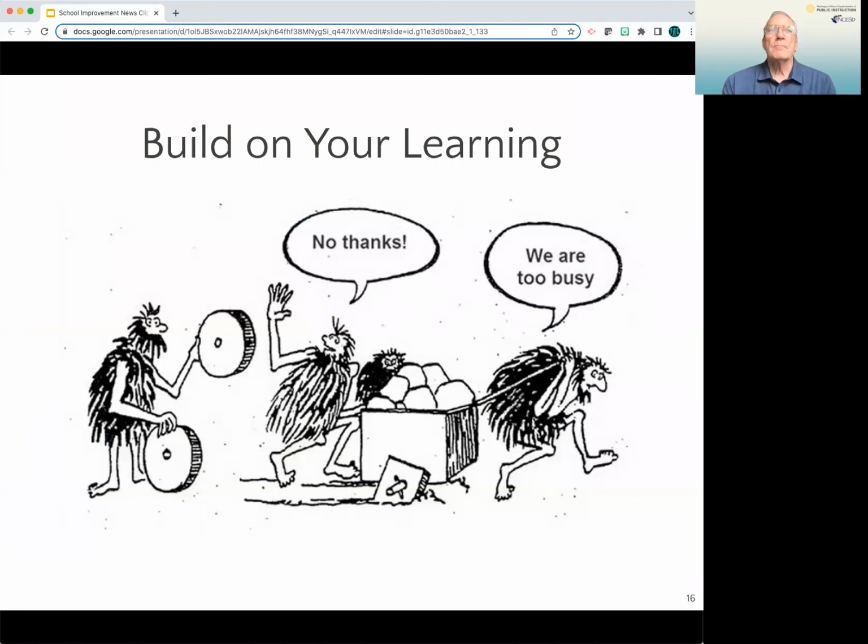So please make time, get together and discuss what you're learning from the research, what you're learning from other districts, from your brainstorming, from your discussion on the barriers. The team approach is really important.